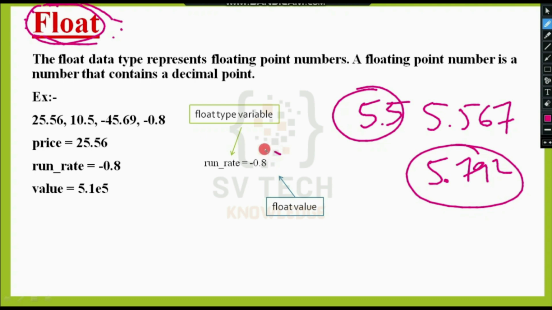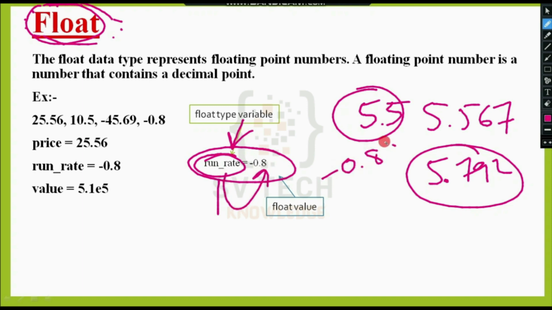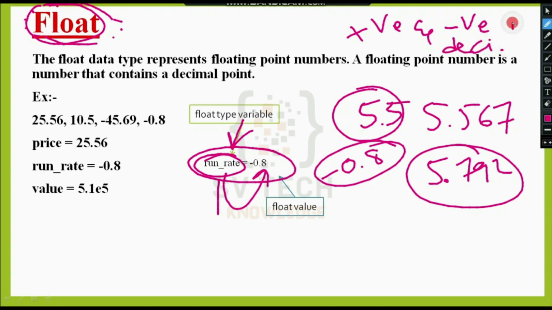Okay, here I have taken run rate. Run rate is a floating type variable. Why? Because I am storing a floating point value, that is minus 0.8. I can use all the positive and negative decimal numbers. Okay, in integer, all the positive, negative, non-decimal numbers. Here, all decimal numbers which have the point value.